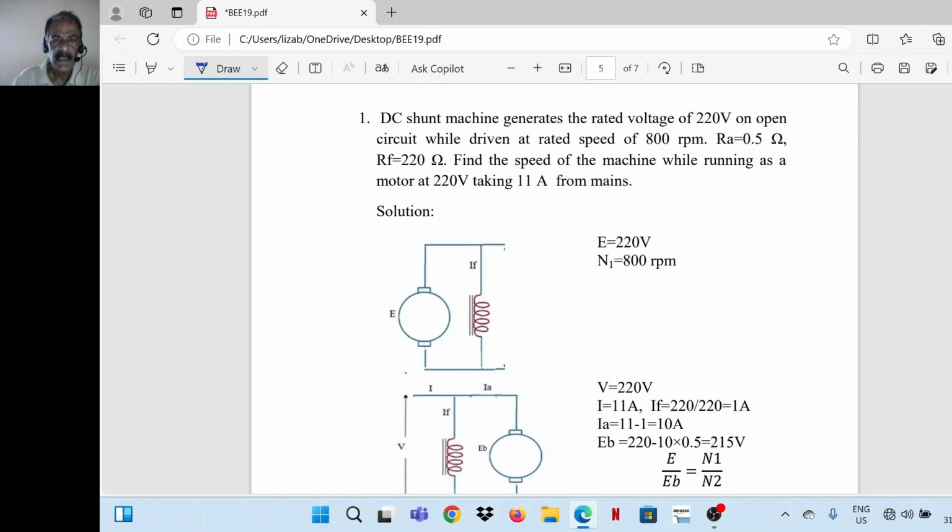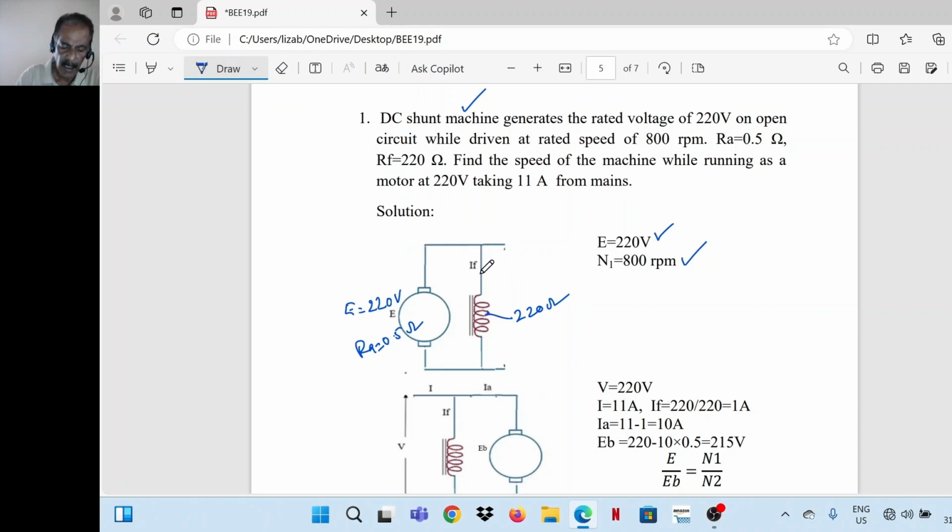A DC shunt machine generates rated voltage of 220 volts. That means generated voltage E is equal to 220 volts on open circuit while driven at 800 rpm. So the generator is driven at 800 rpm. So it's mentioned a DC shunt machine. When it operates as a generator, it generates 220 volts at 800 rpm. Armature resistance is 0.5 ohm. R is equal to 0.5 ohm and field resistance is 220 ohm.